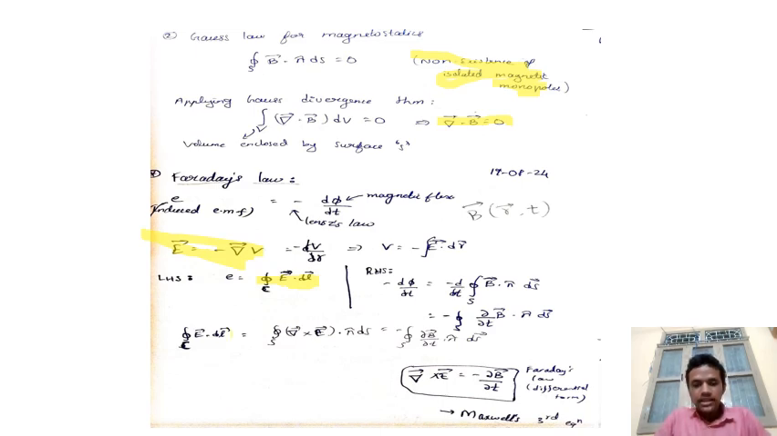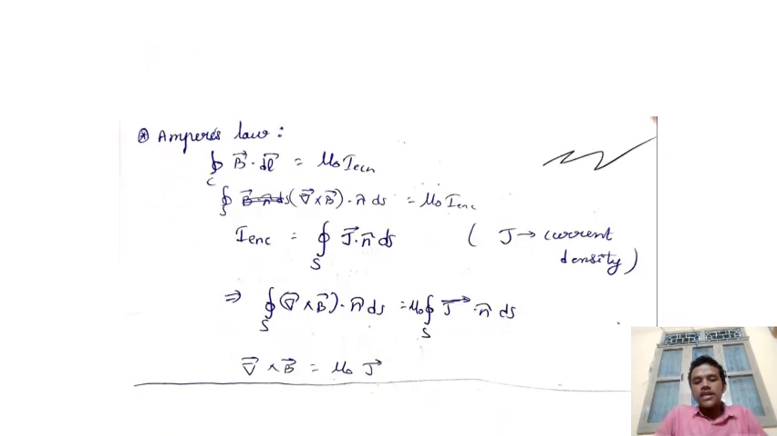the line integral of E dot dl can be written as the surface integral of curl of E bar, which is equal to the negative of the surface integral of dou B by dou t dot ds bar. After evaluating, we arrive at Maxwell's third equation, Faraday's law in differential form. Next, Ampere's law.